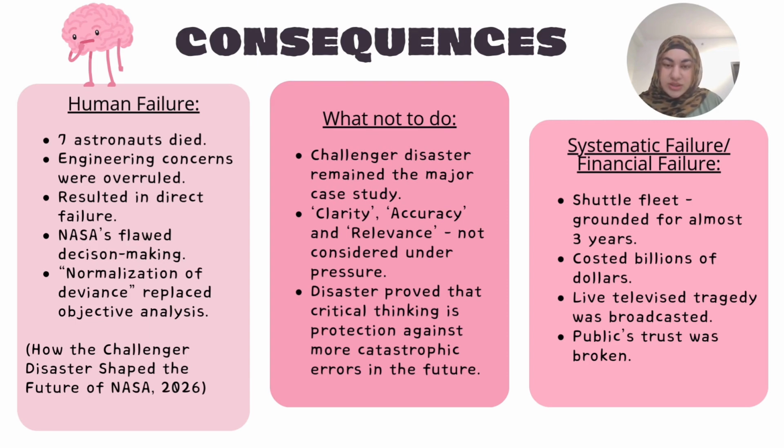The first one is human failure, which is the worst one, where 7 lives were lost only because the engineering concerns were overruled. Why? Because there was a time constraint, which resulted in a direct failure. The disaster showed very clearly NASA's flawed decision making, where the normalization of deviance replaces objective analysis.